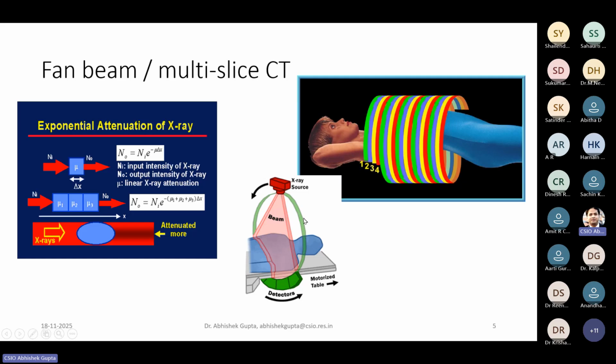In one rotation of the X-ray source and detector, one slice is created. After the table moves, another rotation, another slice is created. In this way, there will be multiple rotations and multiple slices created. However, we have to see that so many times X-ray exposure is there. So this will be harmful for the body, very harmful for the patient. So we'll discuss that also.